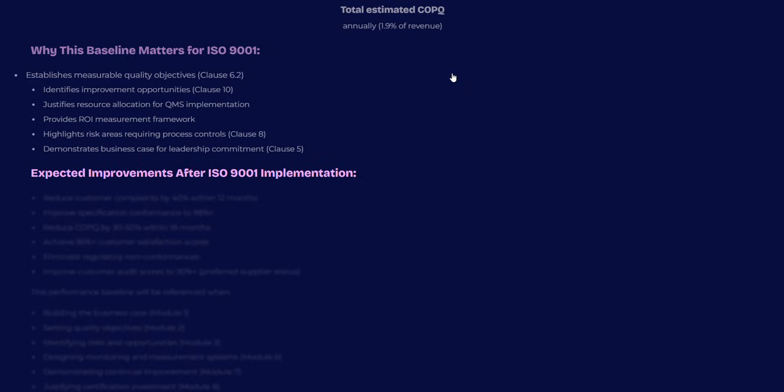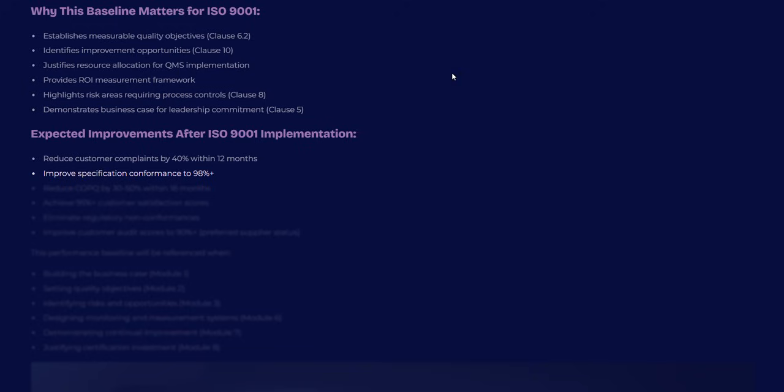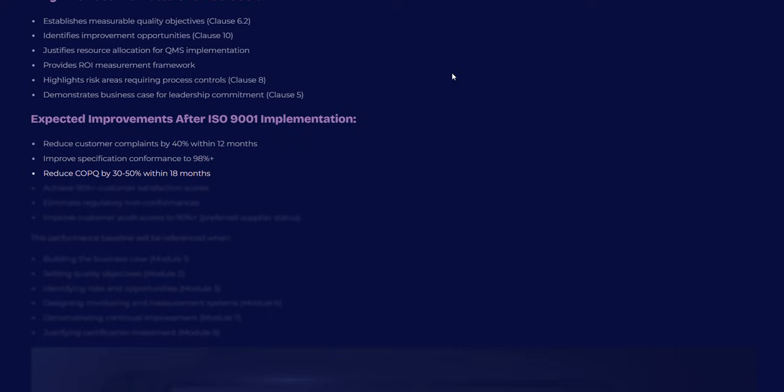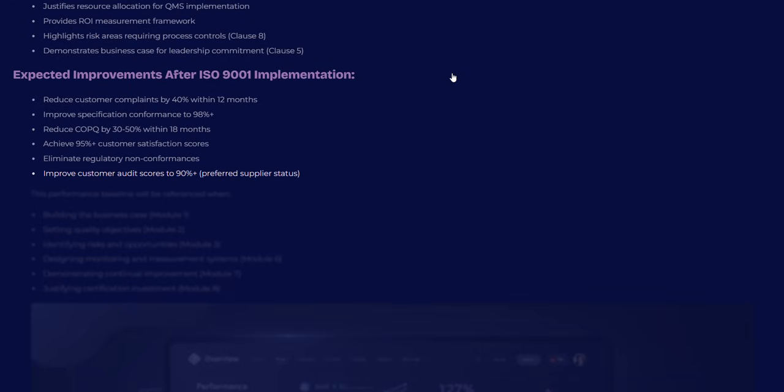Now, expected improvement after ISO 9001 implementation. We have reduced customer complaints by 40% within the first 12 months, improved specifications conformance to more than 98%, reduced cost of poor quality by 30 to 50% within 18 months, achieved more than 95% customer satisfaction score, eliminated regulatory non-conformance, and also improved customer audit score to more than 90%, which is a preferred supplier status.